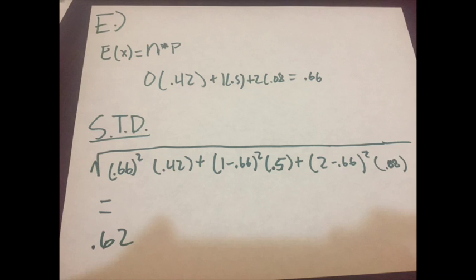Part E, what is the expected value and standard deviation? So the expected value, E of X, is equal to the sum of x times P of x. And so that is equal to 0 times 0.42 plus 1 times 0.5 plus 2 times 0.08, which is equal to 0.66. And so the standard deviation is the square root of (0 minus 0.66) squared times 0.42 plus (1 minus 0.66) squared times 0.5 plus (2 minus 0.66) squared times 0.08, which is equal to 0.62.